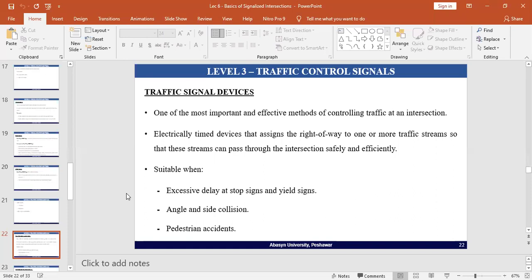What is excessive delay? It is the stop sign or red signal time after which the drivers feel unwell or irritated. So how much time is enough so that the drivers don't feel irritated and don't feel bad?